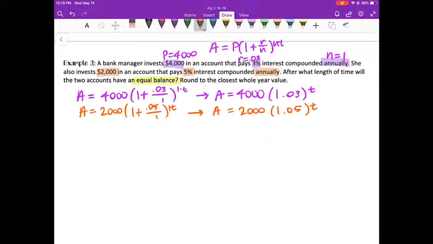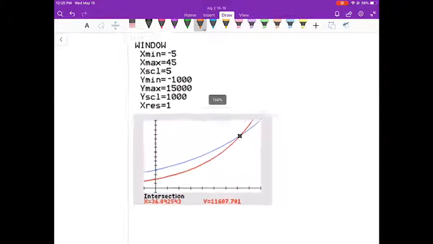Well, we want to know when they have an equal balance. Well, A is our ending balance, so we want to know when those 2 things are going to be equal. Well, in order to do that, we are going to go to our graphing calculator. We are going to plug in this first equation for y1 and the second equation for y2. Our calculator doesn't really get the t's, so we can change them to x's. And we want to know when the y coordinates will be the same. Well, that's where your lines will intersect. So our graph ends up looking like this.